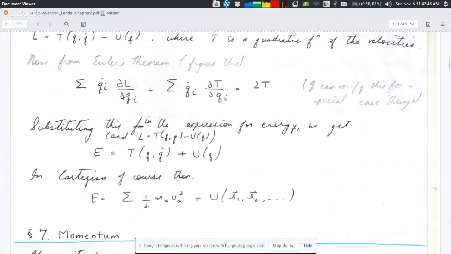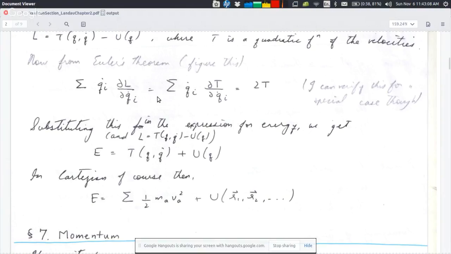So del L by del q dot into q dot will effectively be the same as q dot into del T by del q dot. And this will be equal to 2T. Okay. So it's extremely simple to check for a case of half mv square. If you have half mv square, you take the derivative with respect to v, you get mv. And you multiply it with v, you get mv square. So that's twice the kinetic energy, half mv square.